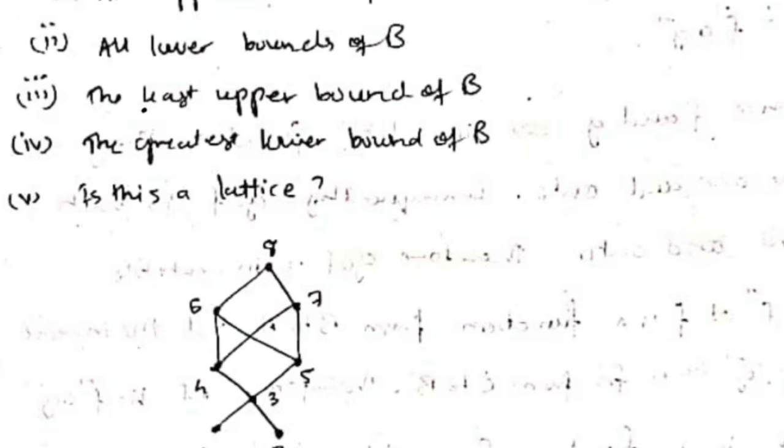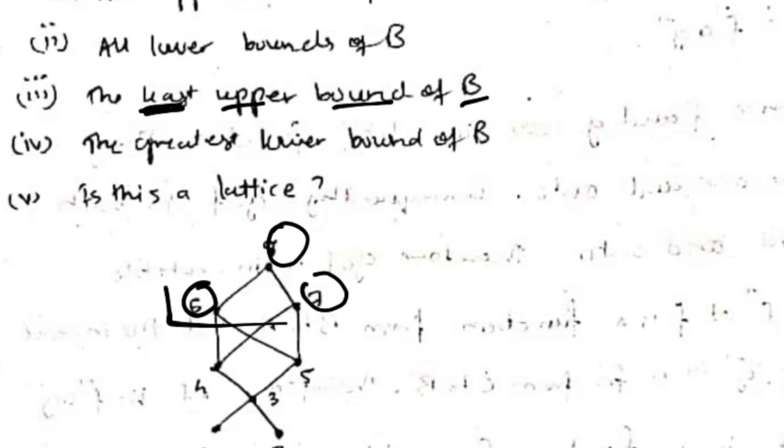In the next question we have been asked for the least upper bound of B. The upper bounds are 6, 7 and 8. If you have to consider the least, it should be a unique element, but in this case 6 and 7 are both at the same level. Since two elements are there, there is no least upper bound.